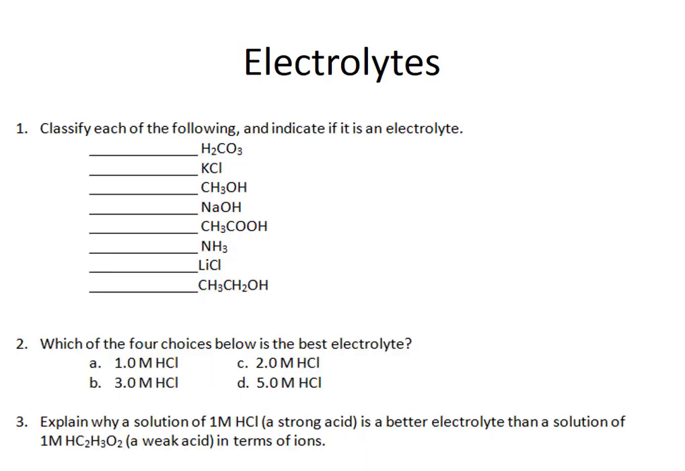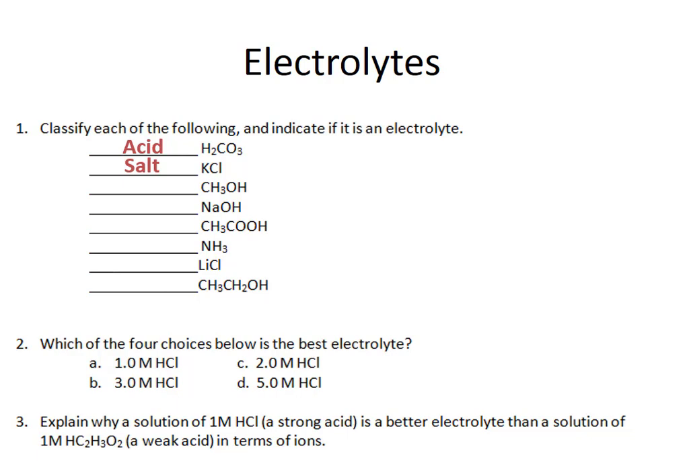So when you're looking at the following, we want to classify each of them and indicate if they're an electrolyte. If they're an electrolyte, we know that they're ionic compounds. We know that acids are electrolytes, we know bases are electrolytes, and we know that salts or ionic compounds are electrolytes. So H we know is going to break off, so we know this is an acid. So we know it's an electrolyte. KCl we know is a salt, which is also an electrolyte.